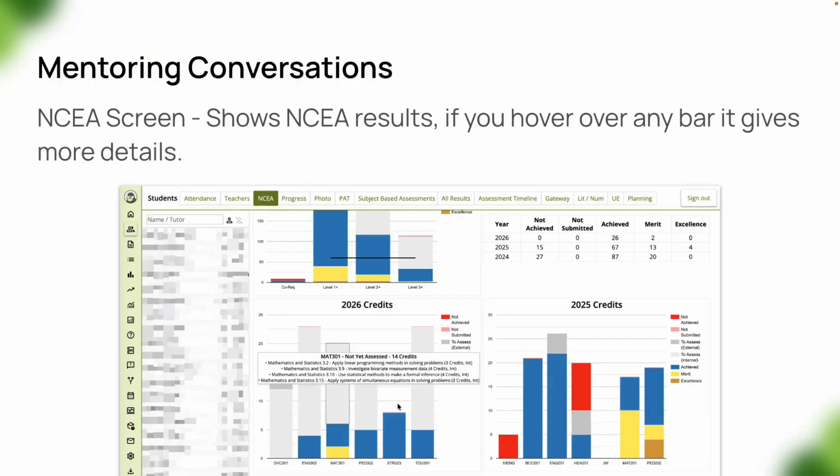NCEA, it graphically displays all of the NCEA data. So you've got your co-req data, level 1, 2, and 3, broken down by subject for each year. And if you hover over any of the bars, it gives you a breakdown of what those results are from. So we can see that this one here, we've got 3.2, 3.9, 10, and 15 left to go in our MAT course.